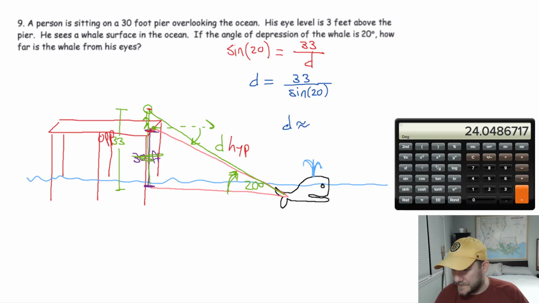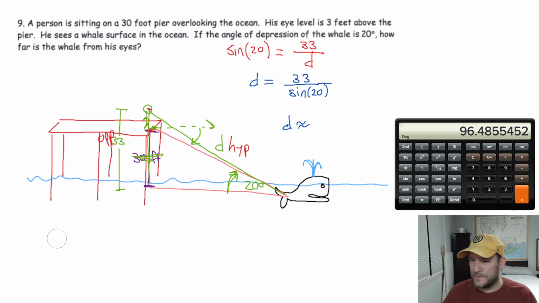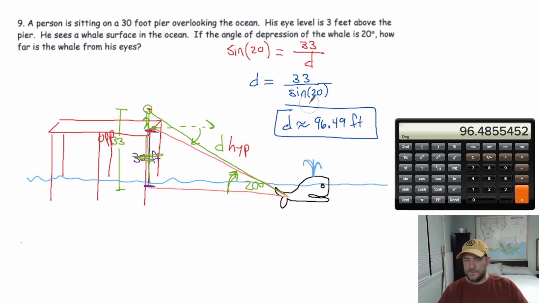So let's go find out. 33 divided by the sine of 20 degrees equals 96.49. Okay, that's the whale problem.